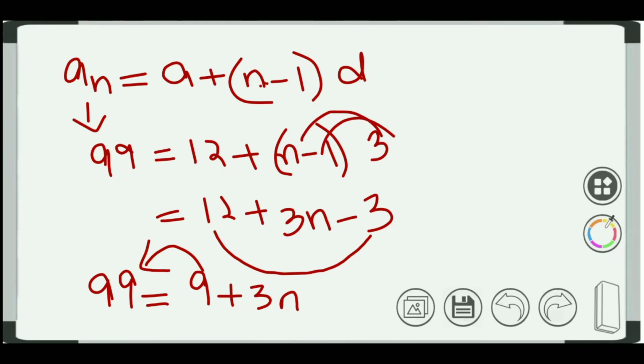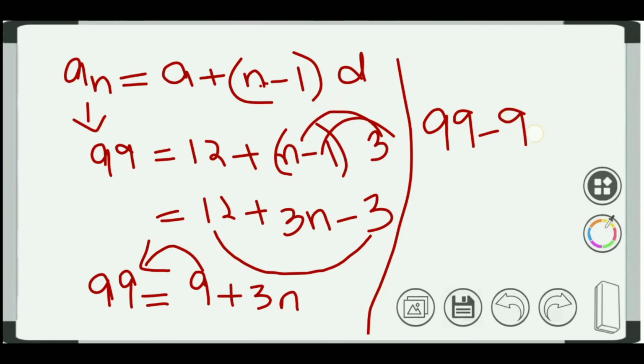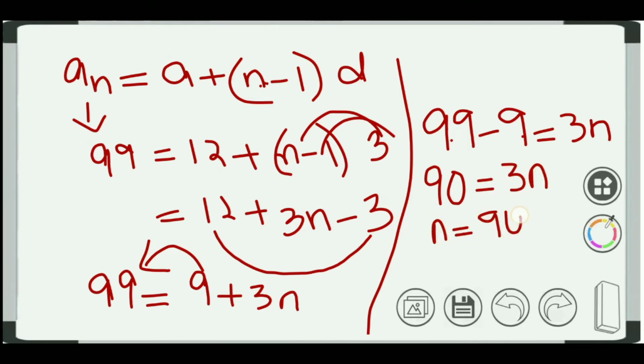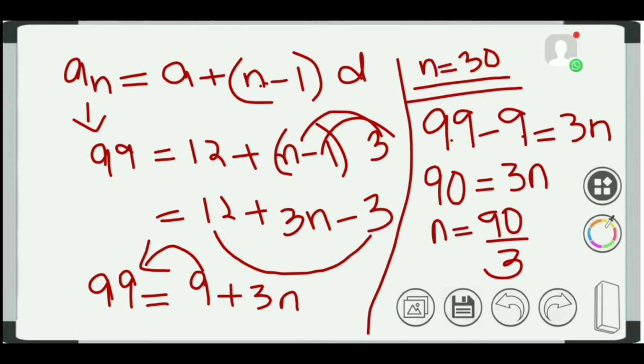Now I am taking this 9 to this side, so it becomes minus 9. Then 99 minus 9, 90, equal to 3n. So n is equal to 90 divided by 3. You will get n is equal to 30. So there are 30 terms between 12 and 99.